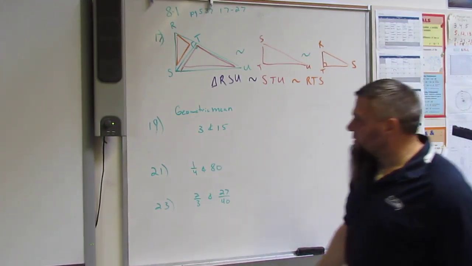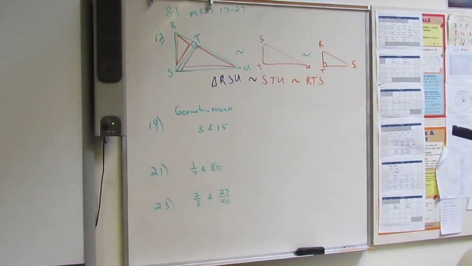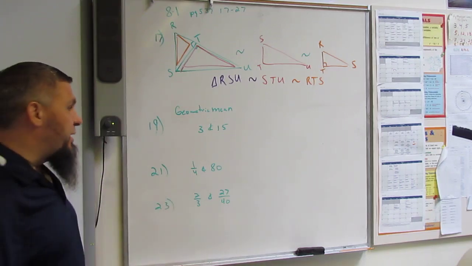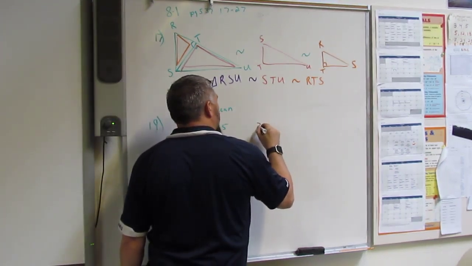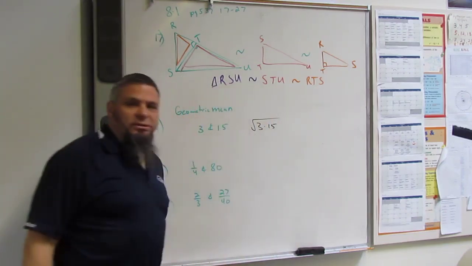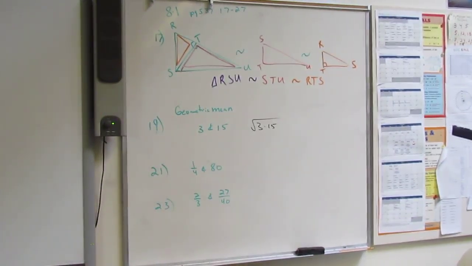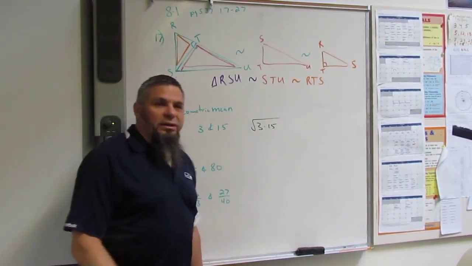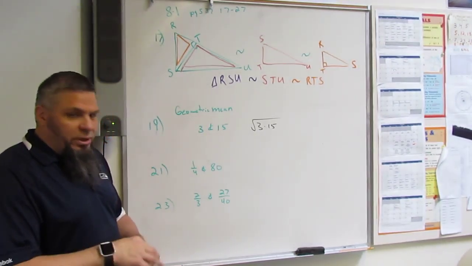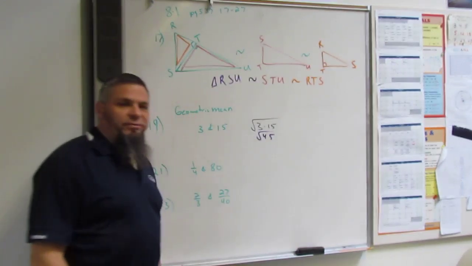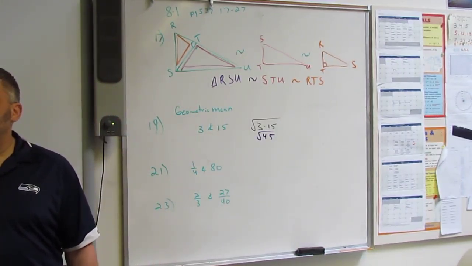Next, geometric mean. We're going to talk about what that is. All that is the square root of the product. So what that means is I take this times this and find the square root of it. Square root of the product means I'm doing 3 times 15, which is 45. Square root of 45. Now what I have to do is break that down.